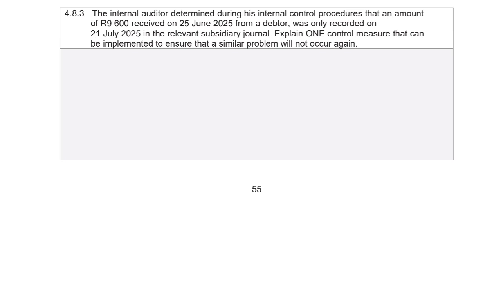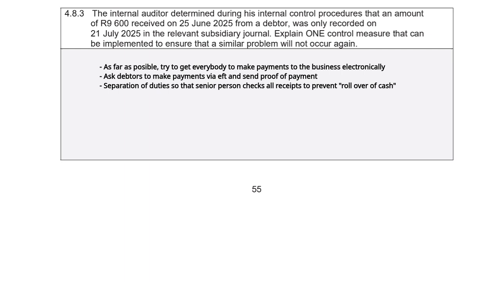Then the last question, 4.8.3. The internal auditor determined during the internal control procedures that an amount of 9,600 rand received on 25 June from a debtor was only recorded on 21 July in the relevant subsidiary journal. Explain one control measure that can be implemented to ensure that a similar problem will not occur again. As far as possible, try to get everybody to make payments to the business electronically. Ask debtors to make payments via EFT and send proof of payment, and always have separation of duties so that a senior person checks all receipts to prevent rollover of cash.